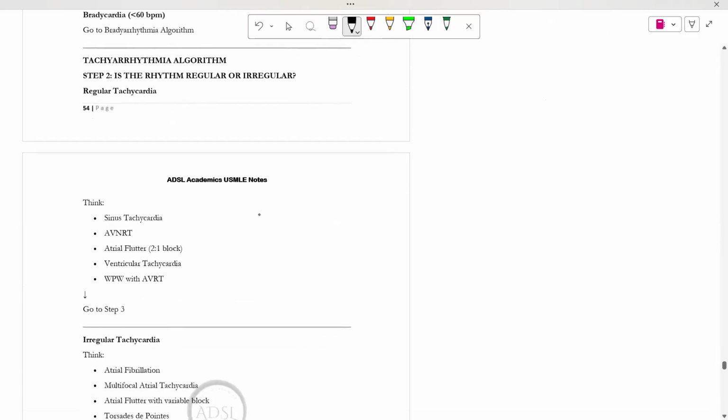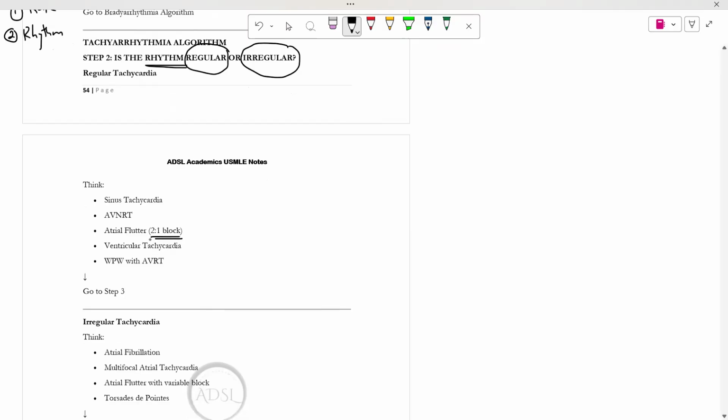Now you are having tachyarrhythmia. Your patient has tachyarrhythmia. Now the question is rhythm. Rate is done, that was the first thing we saw, rate. The second thing we look at is rhythm. How can the rhythm be? Is it regular or is it irregular? If it is irregular, is it regularly irregular? That means there is a block. Or is it irregularly irregular? All right. So that is what you should think about.